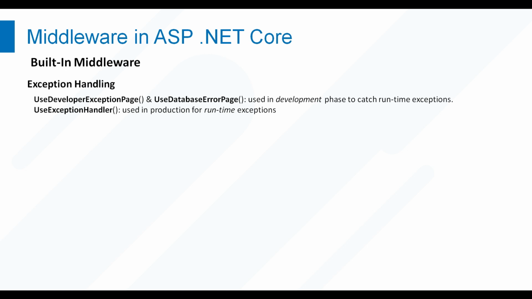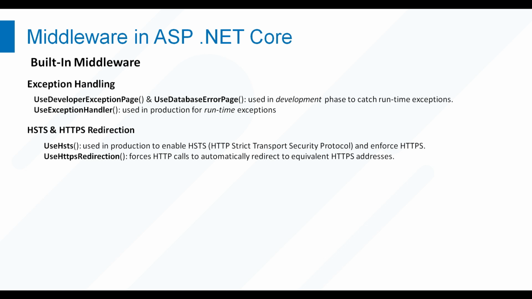Then HSTS and HTTPS redirection. In this we use two methods, UseHsts and UseHttpsRedirection. UseHsts is used in production to enable HSTS. And the redirection forces HTTP calls to automatically redirect to the equivalent HTTPS addresses. Call these methods early to ensure that HTTPS redirection can be performed before resources are served from the web server.